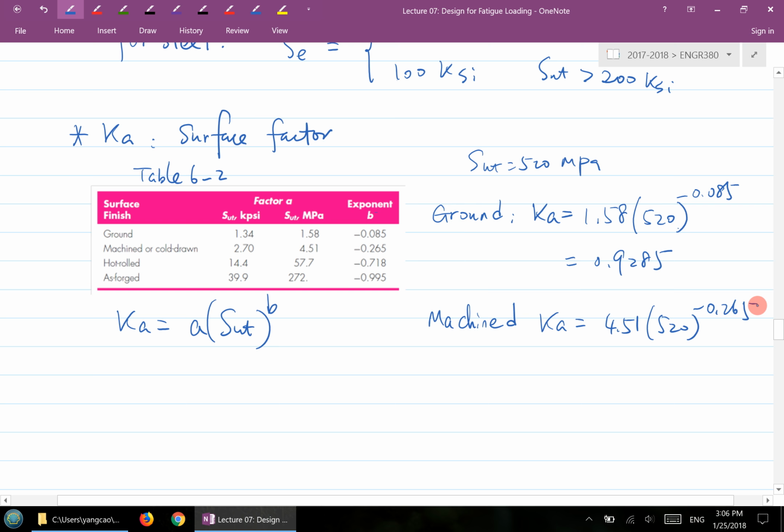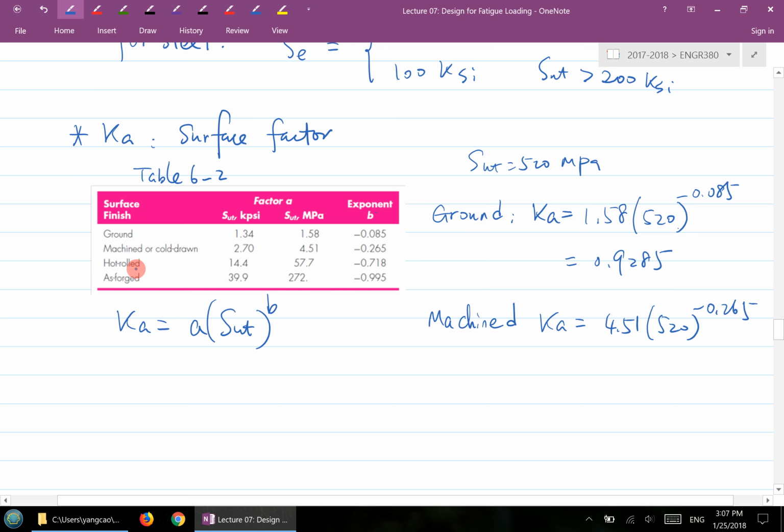Before I give you the value, I want you to take a guess. What do you think the value of the Ka here is compared to the ground? Do you think it's going to be bigger, or do you think it's going to be smaller? Smaller? Yeah. Why is it smaller? Because this surface compared to the ground is what? You mean this is smoother than that?